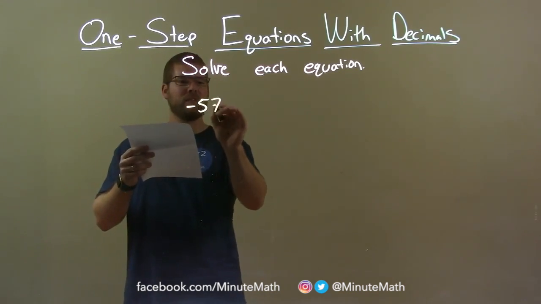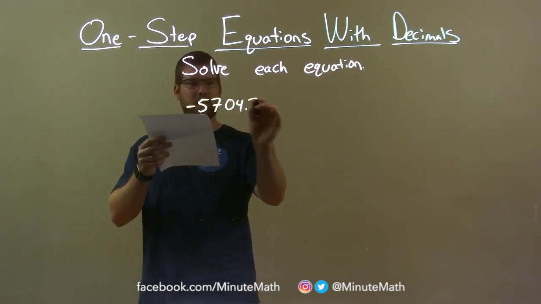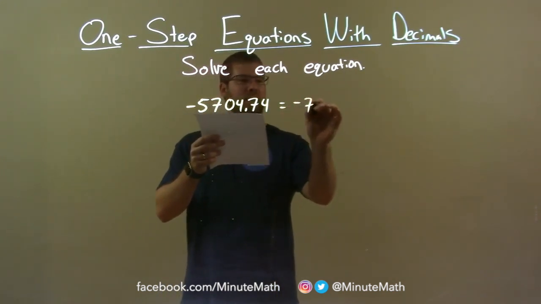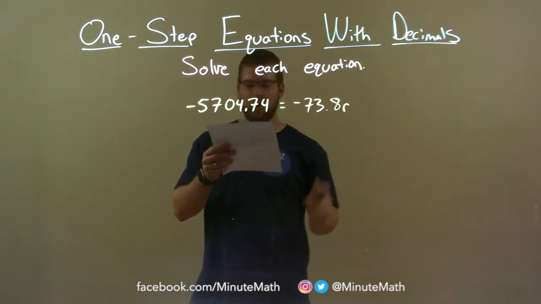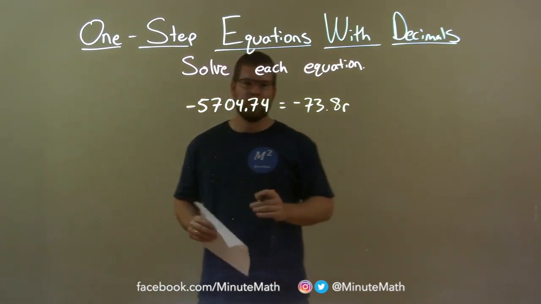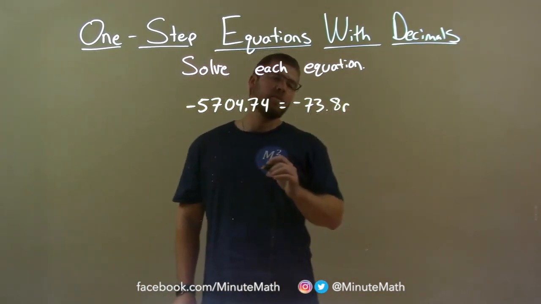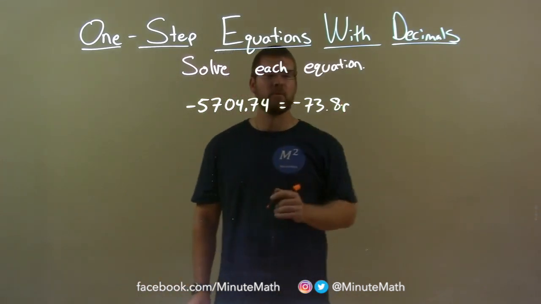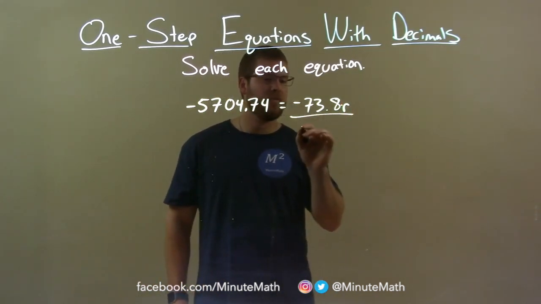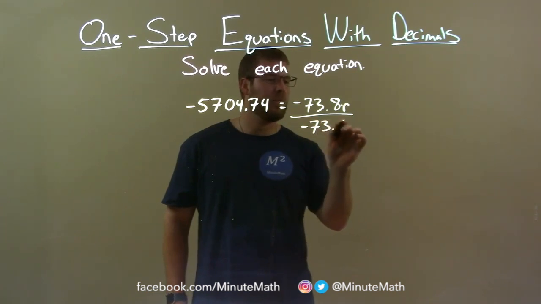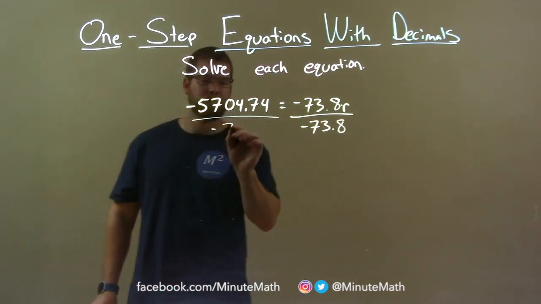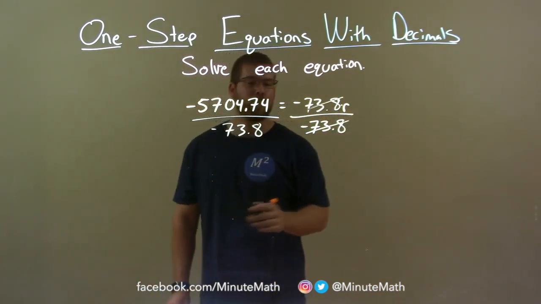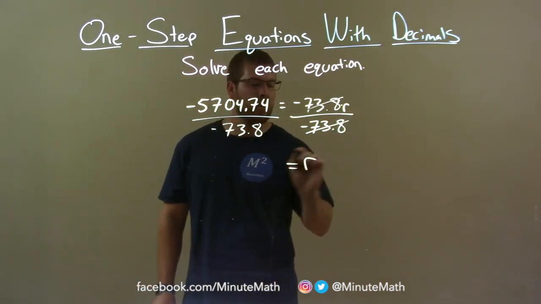Negative 5,704.74, and set that equal to a negative 73.8 r. And we want to solve for r. Well, this negative 73.8 r is really multiplication going on right there. Opposite multiplication is division. So if I divide both sides by a negative 73.8, the negative 73.8 will be eliminated on the right, giving me r by itself.